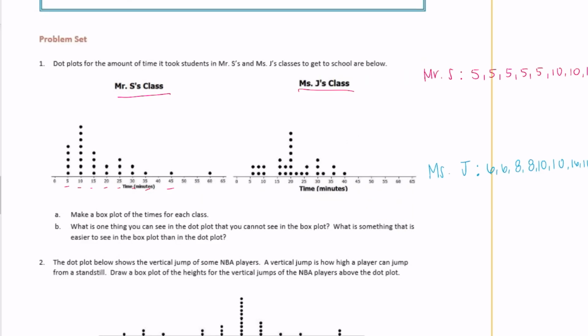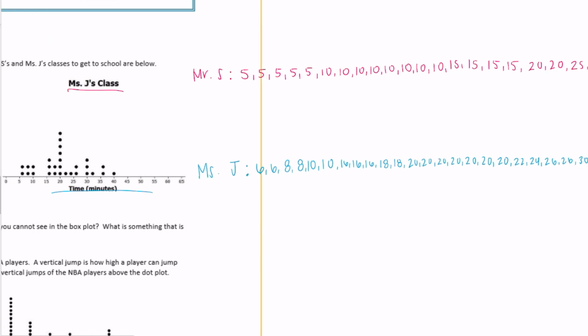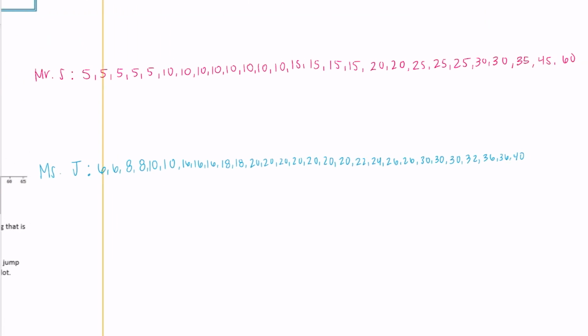All right, I have listed out all of Mr. S's class and all of Miss J's class. I listed all of the different dots on the dot plot. So now we can go forward. Let's find the min, the max, quartile 1, quartile 3, and the median for both.